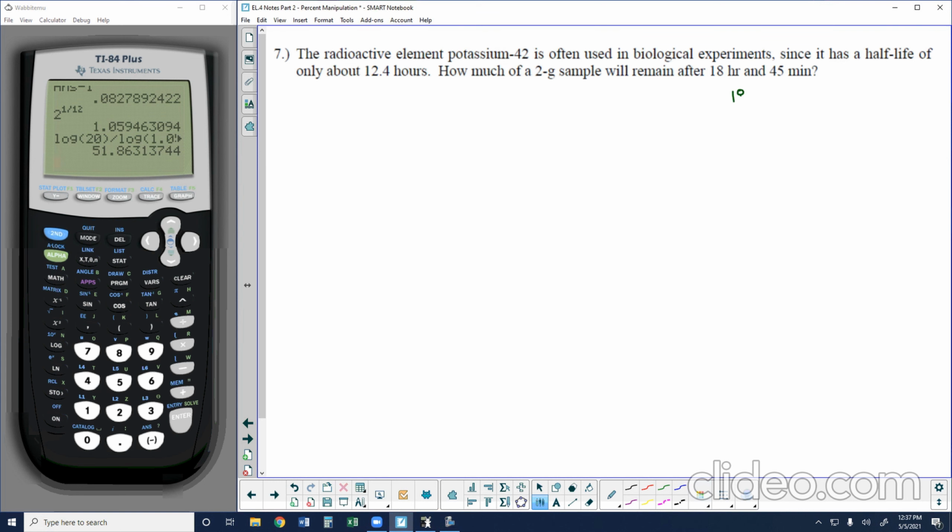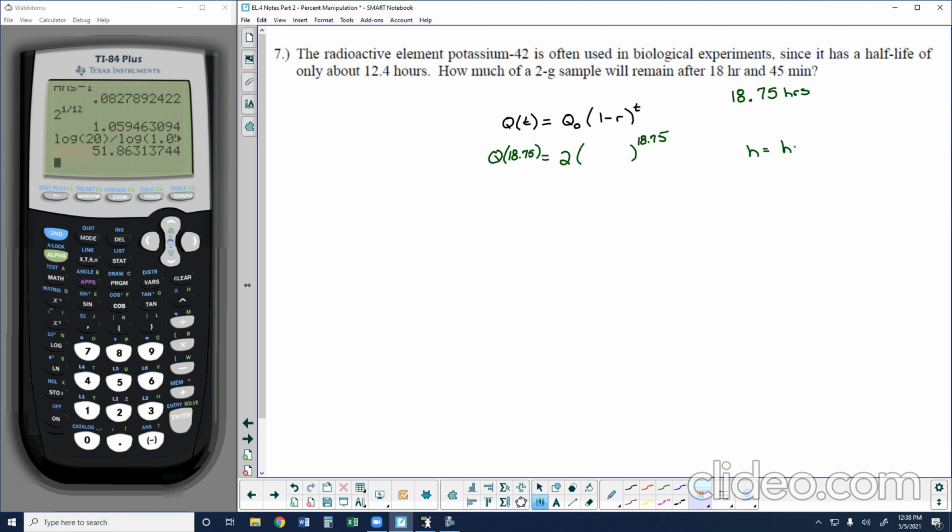Now what I know is the initial quantity. The initial quantity is 2 grams. I also know that my time would be 18.75. What I don't know is my rate. So in order to find my rate, now I'm going to use some manipulation of percentages. So let's let h equal hours.